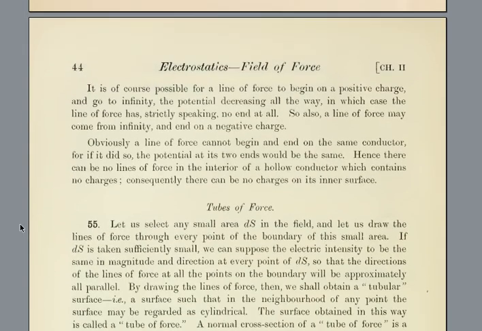It is of course possible for a line of force to begin on a positive charge and go to infinity, the potential decreasing all the way, in which case the line of force has, strictly speaking, no end at all. So also, a line of force may come from infinity and end on a negative charge. Obviously, a line of force cannot begin and end on the same conductor, for if it did so, the potential at its two ends would be the same.